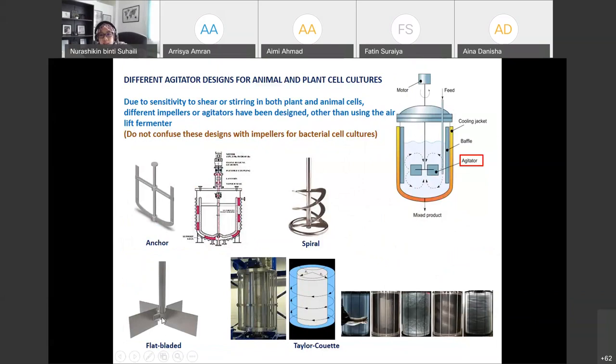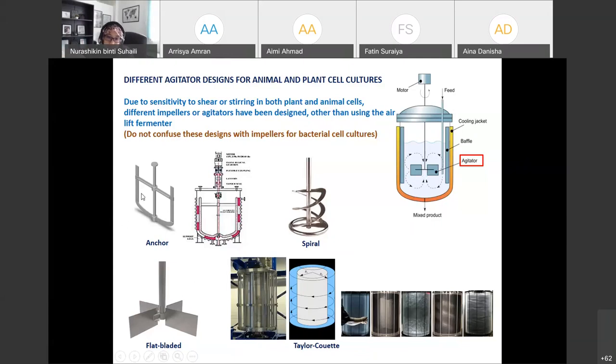It's not suitable for animal cultures because it generates very high shear force, high shear stress. For animal and plant cell cultures, for plant cells I'm not really sure. Normally it's for animal cells in this stirred tank reactor. This whole thing here is the agitator shaft, and the motor is what gives the power for the rotation. So this is what will be different for animal cell cultures.